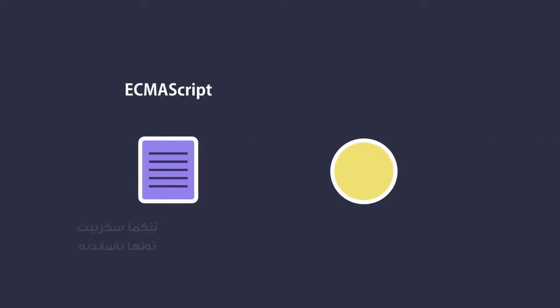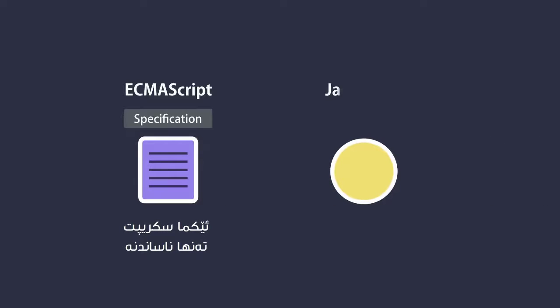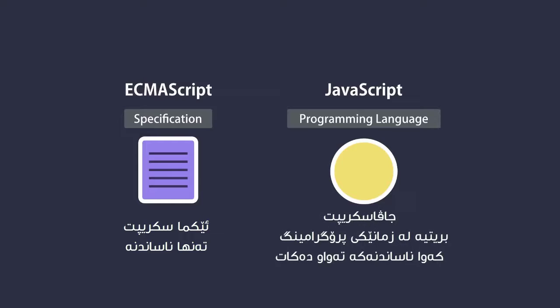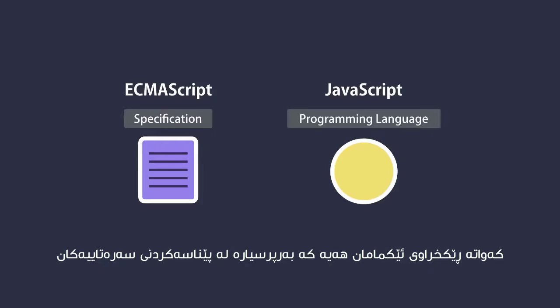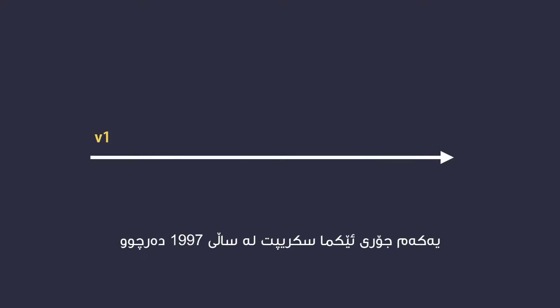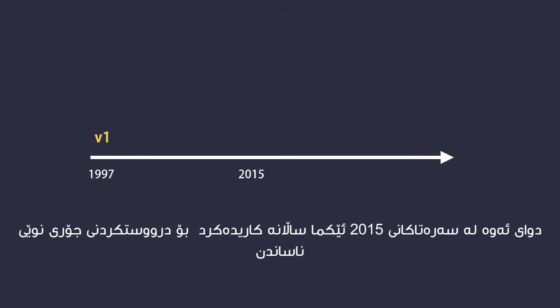Well, ECMAScript is just a specification. JavaScript is a programming language that conforms to this specification. So we have this organization called ECMA, which is responsible for defining standards. They take care of this ECMAScript specification. The first version of ECMAScript was released in 1997. Then, starting from 2015, ECMA has been working on annual releases of a new specification.